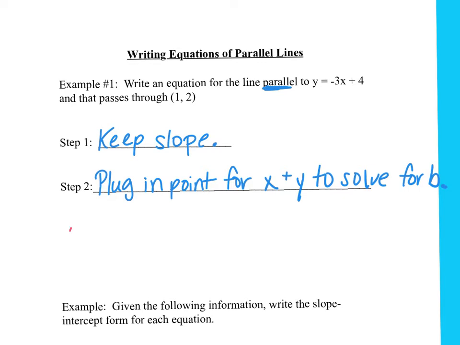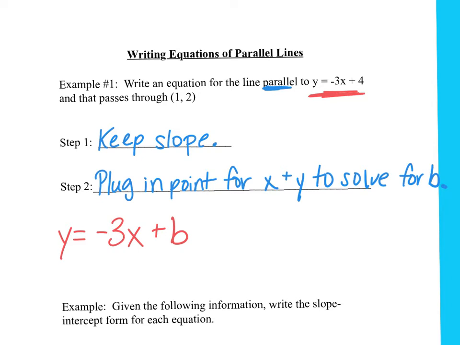So I'm going to have y equals, to keep the same slope from this line, what's my slope going to be? Negative 3 over 1, or just negative 3x. I don't know what b is, so I'm just going to write plus b. So that's what I have so far. But I do need to find b. So to do that, I'm just going to plug in my point.